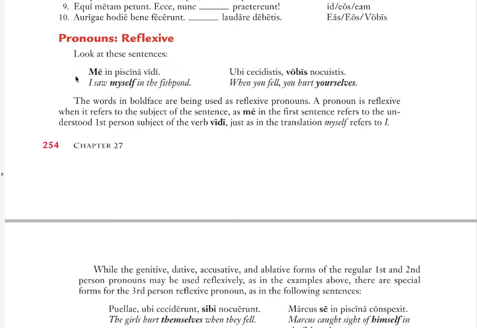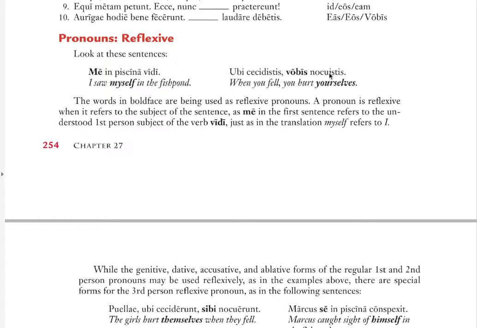So here the subject of this sentence is the sort of unstated I, right? The verb tells us I saw. We could have had ego me in piscina vidi, but it's really unnecessary because vidi says I saw. Me is the reflexive direct object here. I saw myself in the fish pond.